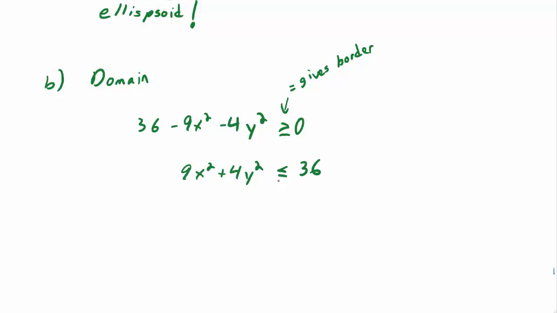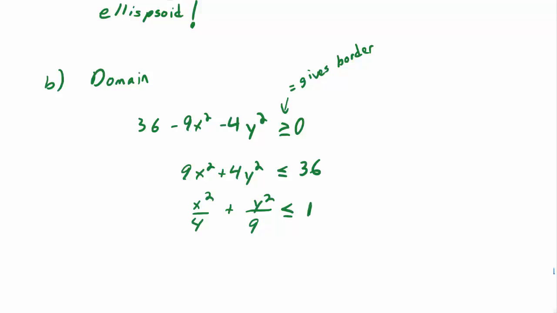And then to put it in standard form, if this were an equal sign, we'll do what we did earlier, right? Divide by 36. So we get x squared over 4 plus y squared over 9 is less than or equal to 1. Would you buy that statement?